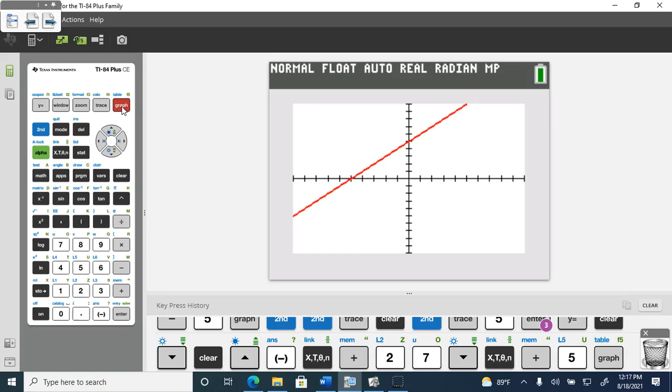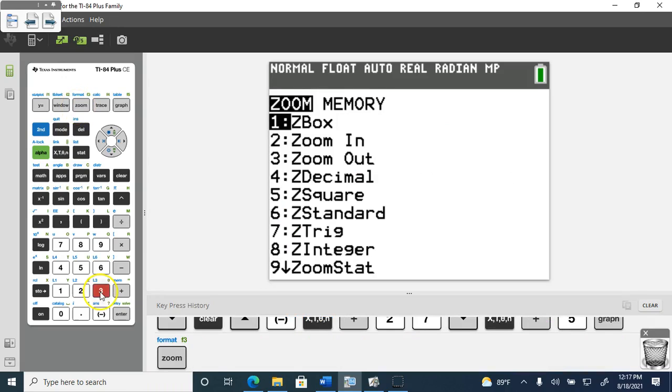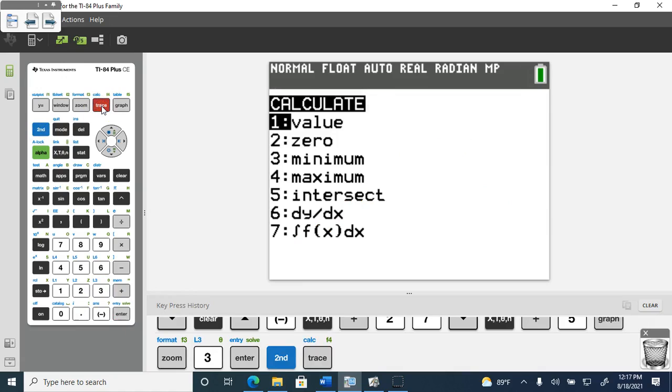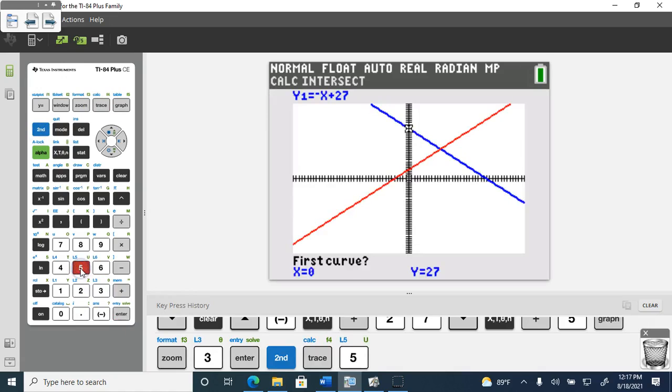I only see one line, so that means I probably need to what? Zoom out. So I'm going to hit zoom, number 3, and hit enter. And now I can see it. They do cross. So do you remember what to hit to get your answer? Second and trace. And then enter. Number 5, intersect, and hit enter 1, 2, 3 times.